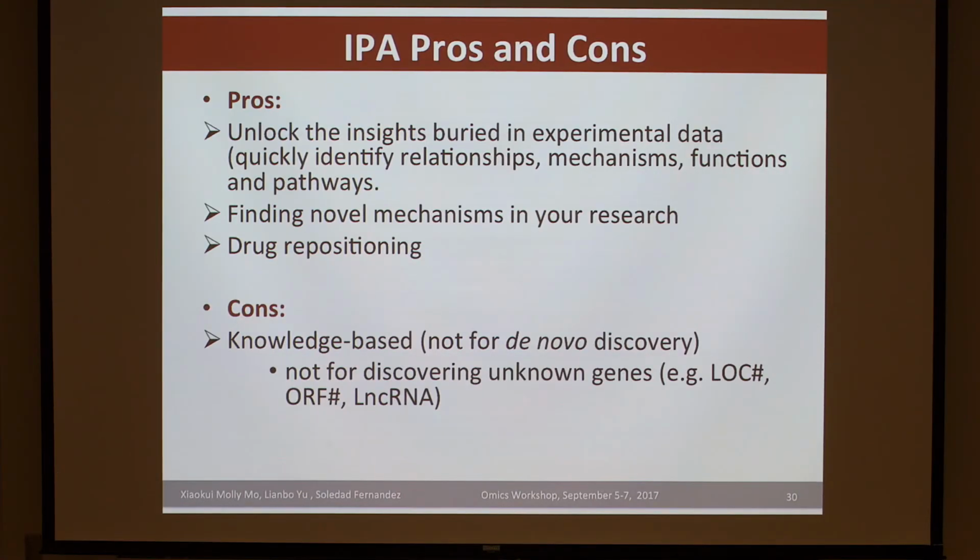But for the cons, it's knowledge-based, as I said. It's not for de novo discovery. If you are a pioneer in genetics, you probably do not like the IPA because you want to find things nobody has discovered. It's not for discovering unknown genes. For example, when you see your data has a lot of genes with LOC numbers, ORF numbers, and lncRNAs, the IPA cannot analyze them. They will just be ignored.